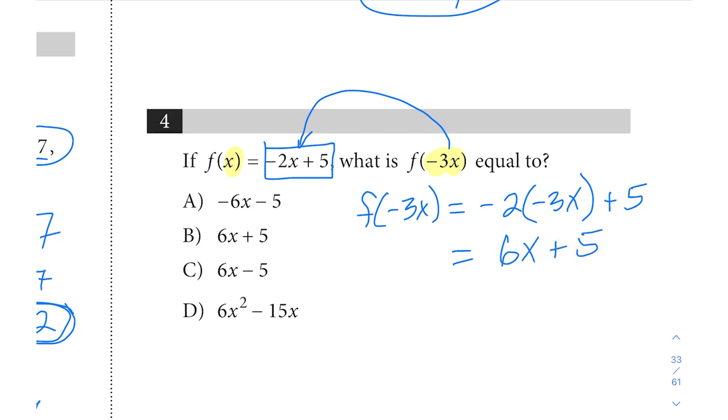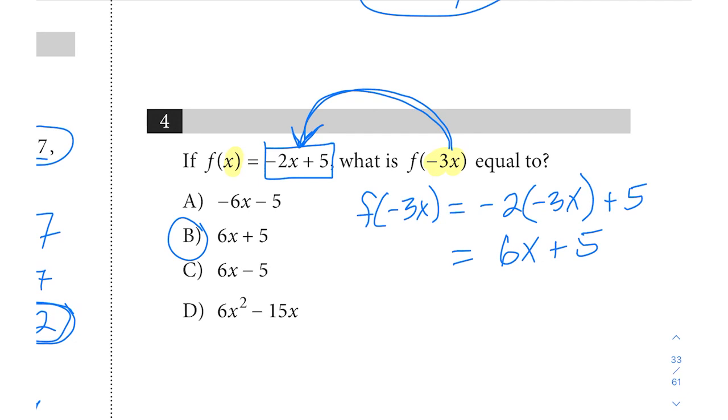And let's simplify. -2 times -3 is +6, so this will be a +6x plus 5. And that matches up to answer choice B. So you can see here that the math on this is not very complicated. The concept, I think, is a little intimidating because we see x's all over the place, and it's a little bit tougher to figure out what to plug in.